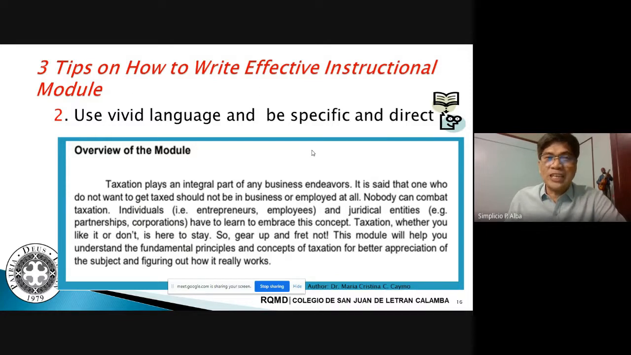Another sample module here on income taxation by Dr. Kaimo. Although a lesson on taxation, I claim, is a bit technical, because the choices of words used in presenting the lesson are rather vivid, specific, and direct, the students will definitely better understand the concepts.